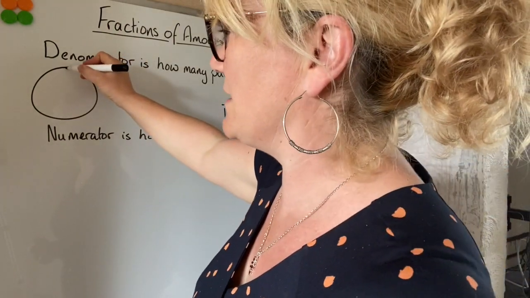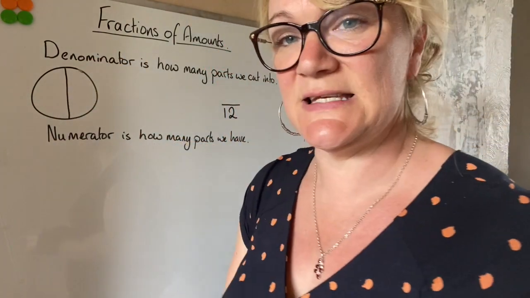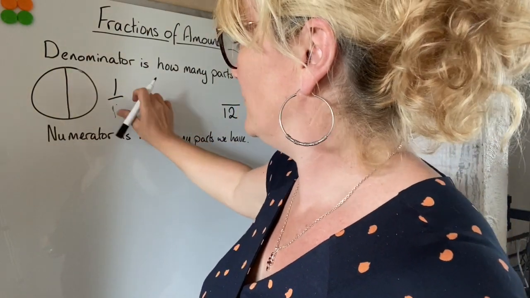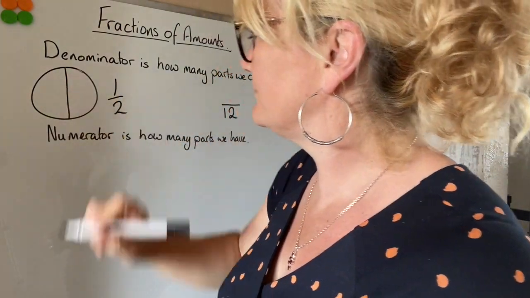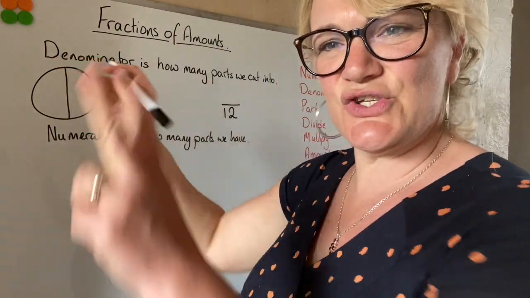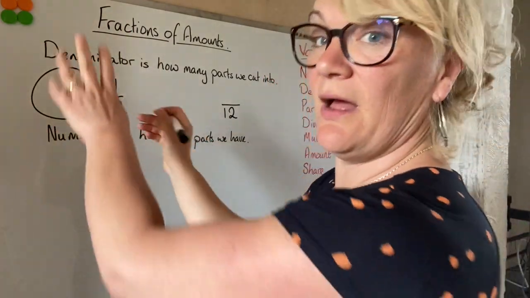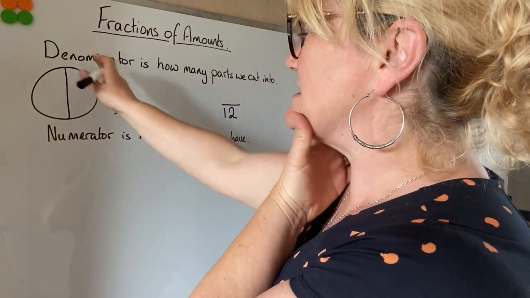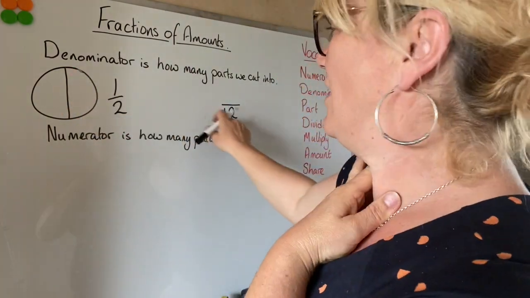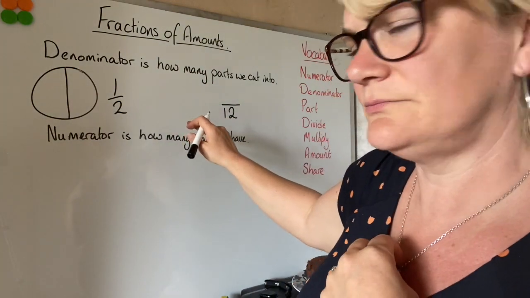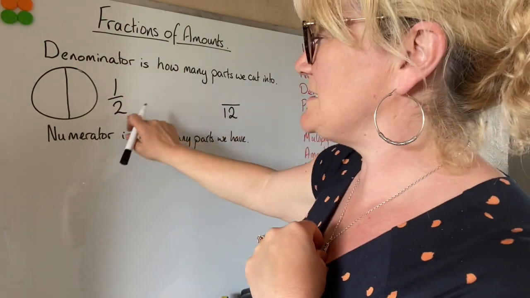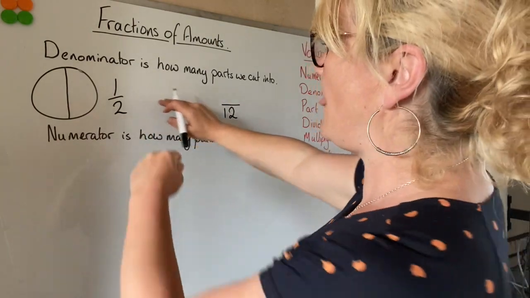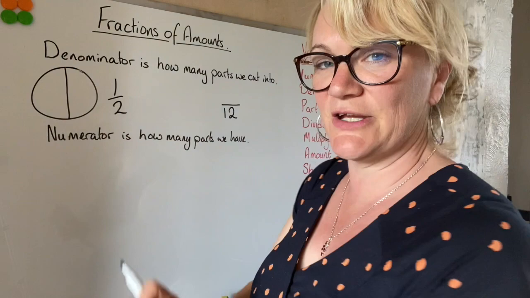Well, the first thing I'd do would probably be to cut it in half. 1/2. But that's only 2 pieces now, isn't it? My bottom number, cut into 2 pieces, that's my bottom number. If I wanted to cut it into 12 pieces, I need to find a number that I can multiply my 2 by to get to 12, because they're on the bottom half of my fraction.